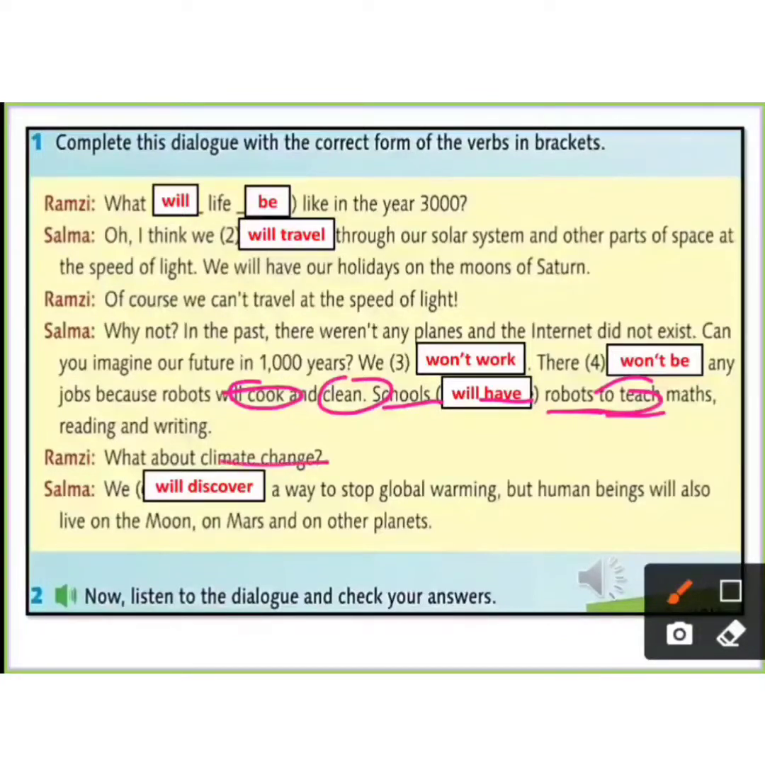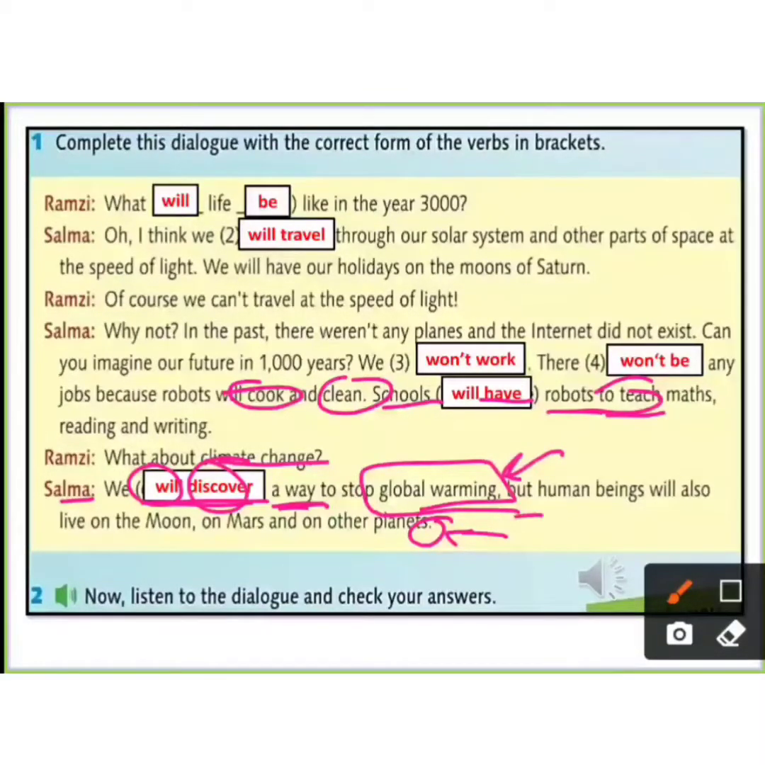What about climate change? This is a problem. Climate change. Salman said, we will discover a way. Will plus infinitive verb. This is an affirmative sentence, so we put will after which comes the infinitive verb. We will discover a way to stop global warming. Do you know the meaning of global warming? Yes, it means the greenhouse effect.